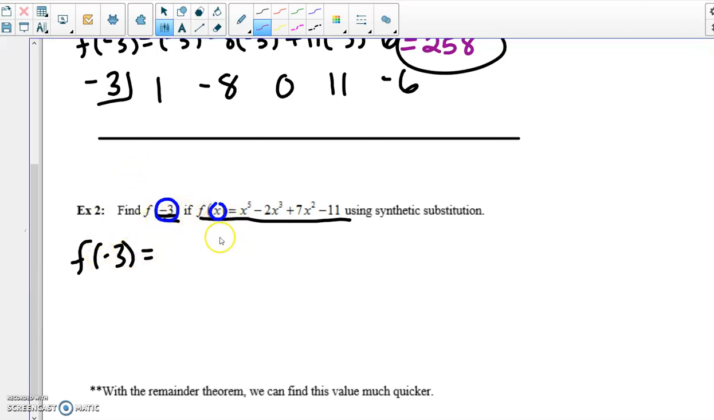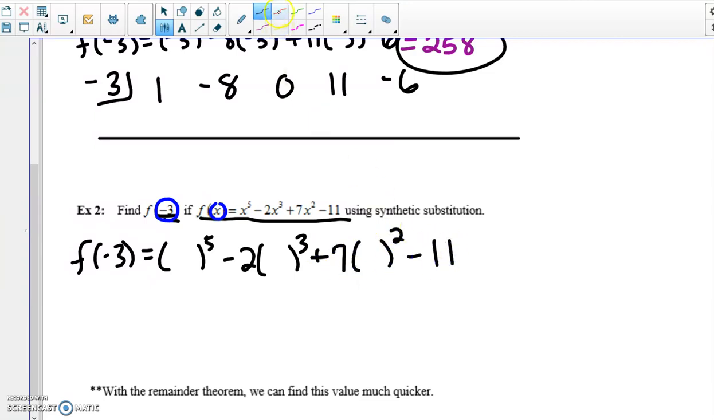Okay, so we were on example 2, and we were saying that they asked for f at -3, which means they just want us to take -3 and plug it in for x and see what our result is. So that would look like this. Every time I see an x, I'm going to leave a blank, and I'm going to come back and fill in a -3.